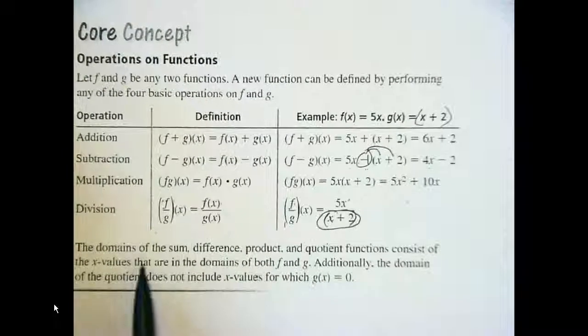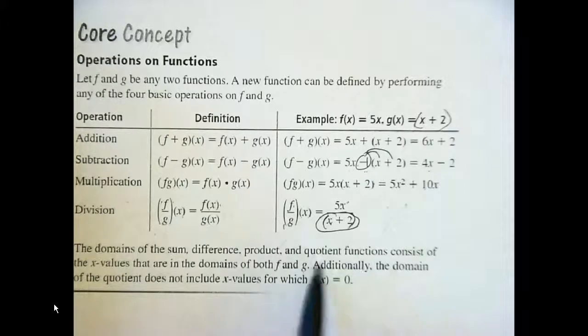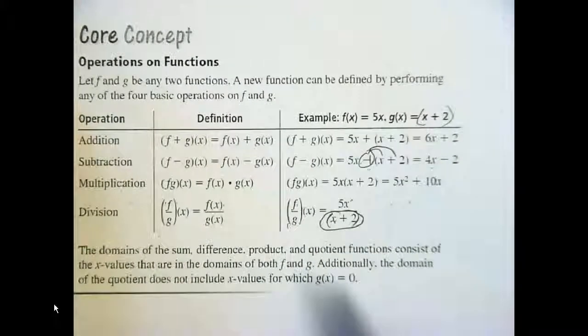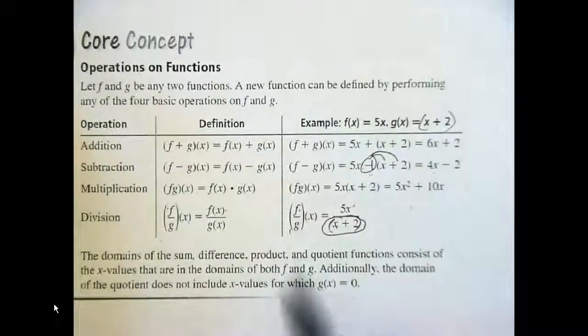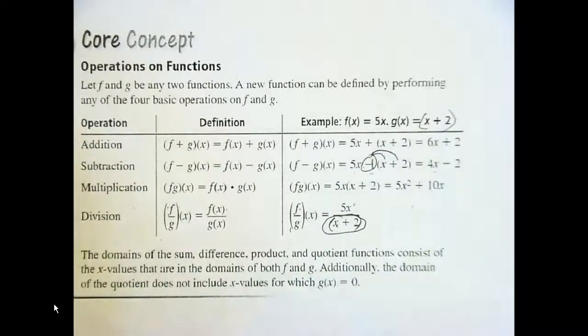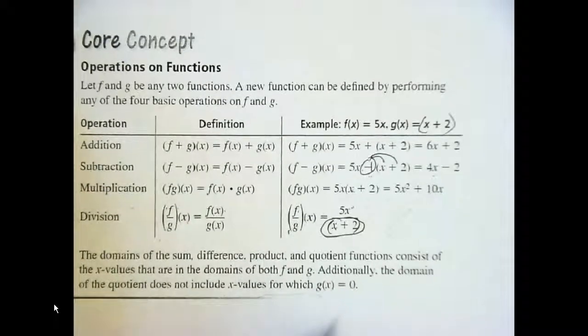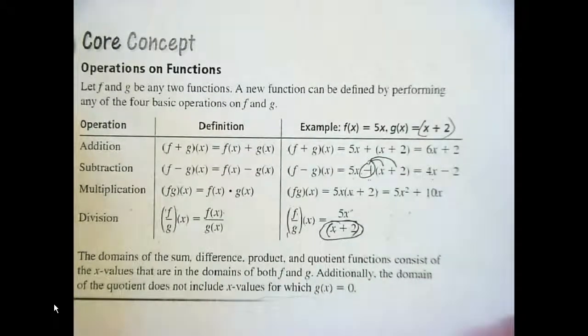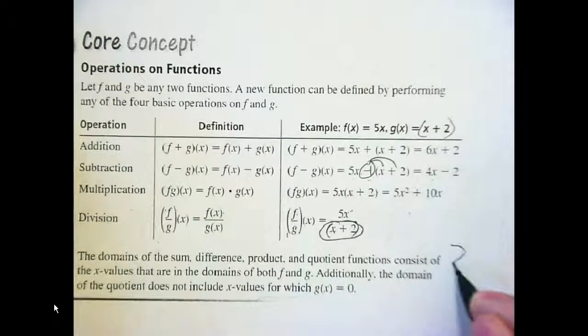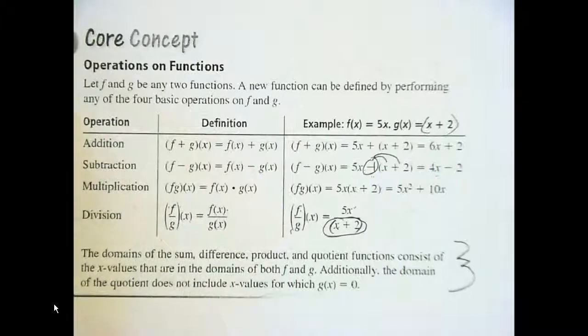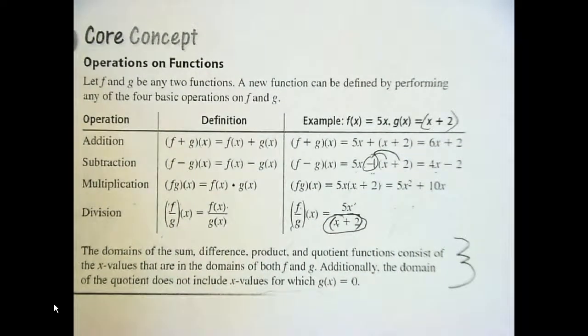The domains of the sum and differences and products and quotients consist of x values that are domains of both function f and g. Additionally, the domain of the quotient does not include x values for which g of x is equal to 0. Holy cow. We'll talk about that when we start talking about domains. That's just like a, oh, by the way, at the end here.